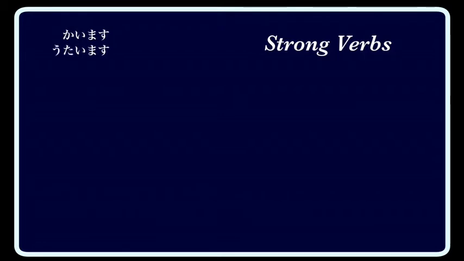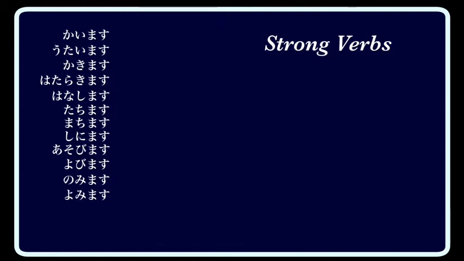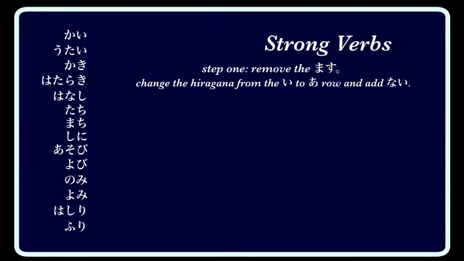When we're changing our strong verbs into the plain negative, we need to remember the concept of the hiragana chart. Strong verbs, if we remove the mas, the remaining hiragana is always in the I row, as in i, ki, shi, chi, ni, bi, ri, mi and ri, they're all in the I row. What we have to do is we have to jump up to the a row before adding nai.